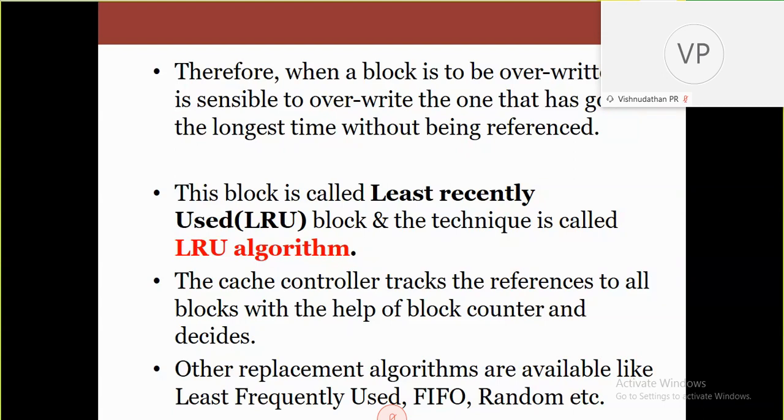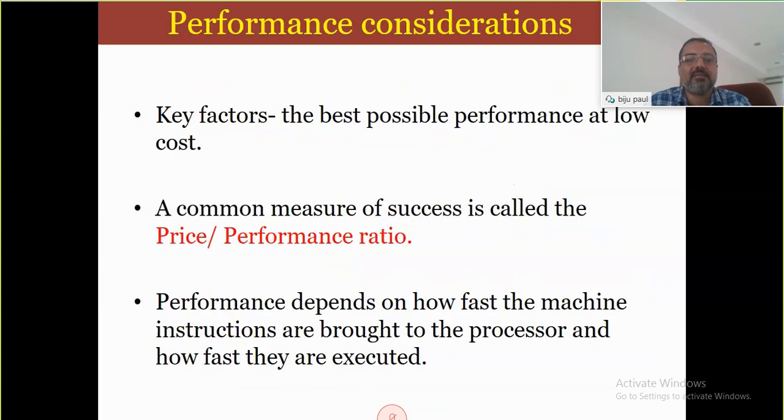Least recently used algorithm, it's clear for you. Another algorithm is FIFO, first in, first out. Which block is loaded first, it can be removed. So these two algorithms or random removal, these are a few algorithms. Now, some performance considerations. If the processor is asking for a block or data which is there in the cache, it's very good. So it's better to find out a performance ratio for that. A common measure of success is called the price of performance ratio. The performance depends upon how fast the machine instructions are brought to the processor and how fast they are executed. It will be very fast if the required data is in the cache, and we can measure the performance.